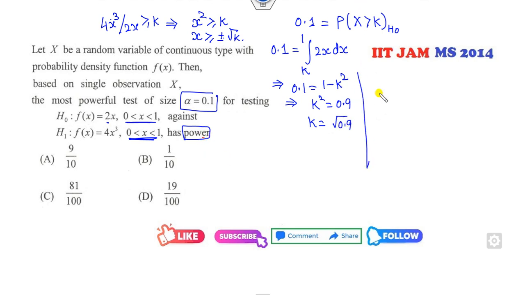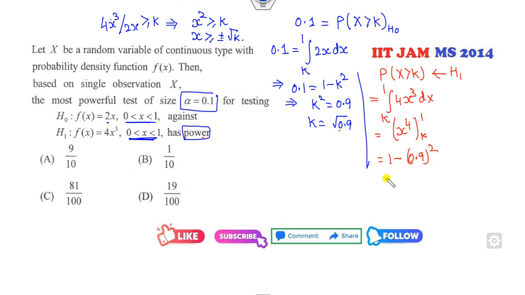Then your target is to find the power. Power means x is greater than k under the case of H1. So integrate 4x cube. What is the integral of 4x cube? It is x raised to power 4. So k is my here. So 1 minus 0.9 square. So 1 minus 0.81, 0.19. D is my right answer of the problem.